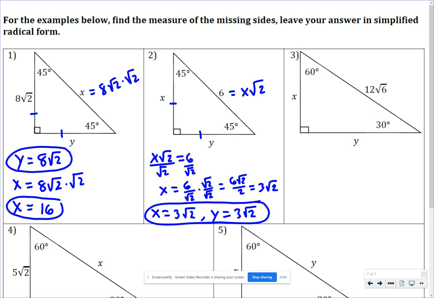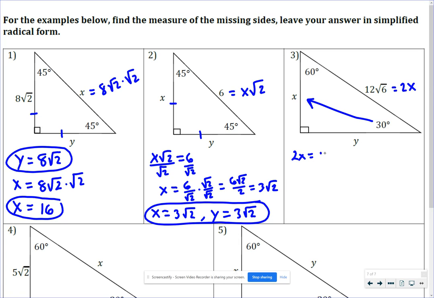Okay, let's do a couple of the 30, 60, 90s. All right, so in my 30, 60, 90 right triangle, the relationship we need to remember is this: the hypotenuse is double the short leg. Notice where the short leg is. It's opposite the 30-degree angle. The shortest side of a triangle is always opposite the smallest angle. So we have 2x equals 12 square roots of 6.